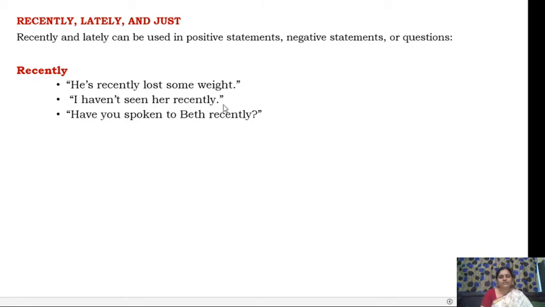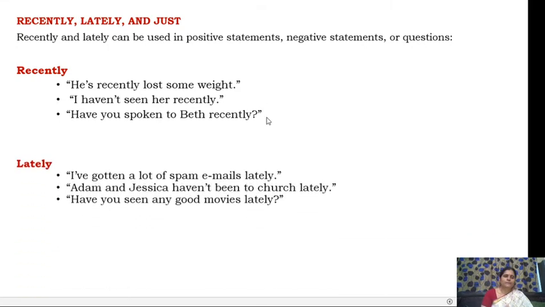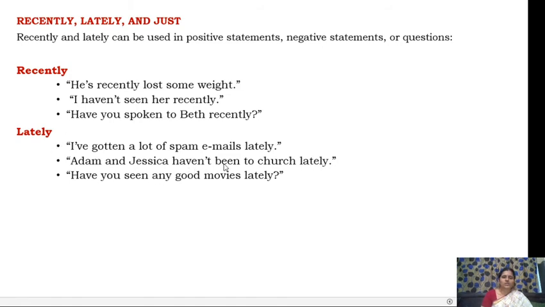"I haven't seen her recently." This is a negative statement. "Have you spoken to Beth recently?" This is a question. So there are three kinds of sentences in which we use recently. Now lately: "I have gotten a lot of spam emails lately." "Adam and Jessica haven't been to church lately." "Have you seen any good movies lately?" So we have one positive statement, one negative statement, and one question.